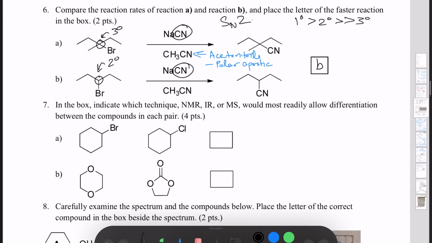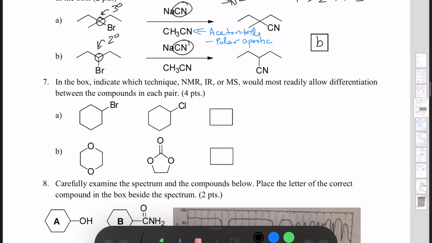For question 7, we are given 2 pairs of compounds, and we're asked which technique, NMR, IR, or mass spectrometry, will most readily allow differentiation between the compounds in each of these pairs. So let's look at these compounds. For the first pair, we see both of them are cyclohexane molecules, but one has a bromo substituent and one has a chloro substituent.